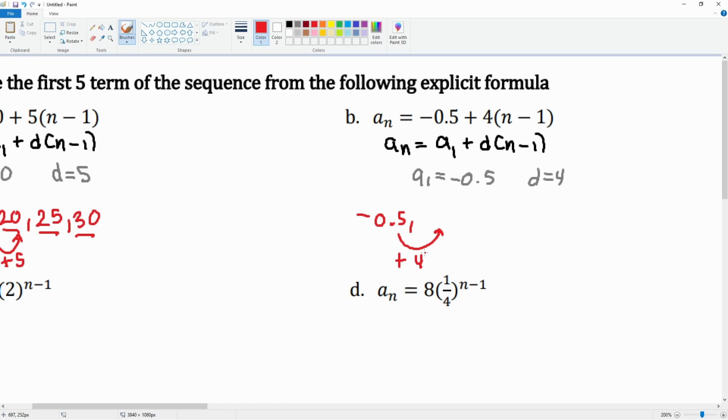All right? So just use a calculator. Negative 0.5 plus 4 gets you a positive 3.5. Again, we're going to add 4 to get to my new term of 7.5. Then same thing. This gets us 11.5. And we have to do one more because it says 5 terms. 15.5. Okay, so there you go. This would be all 1, 2, 3, 4, 5 terms of the sequence.